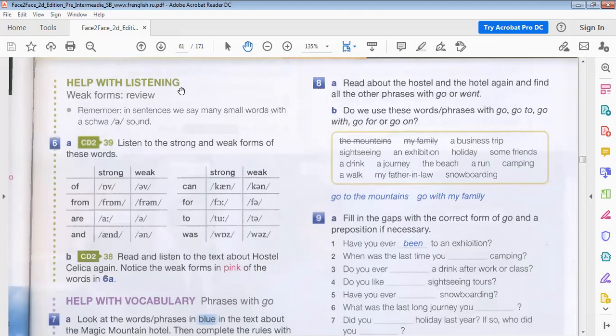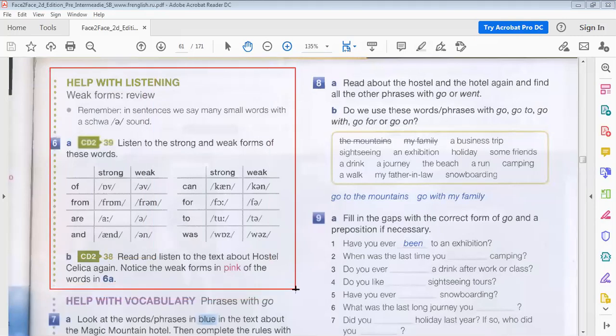Anyways, let's move on. Now, here in this listening exercise, we want to talk a little bit about the weak forms. Let me remind you what the weak forms are. Remember when we discussed sentence stress, we mentioned that some words are usually in the weak form. This means you will hear the schwa sound. Many words like of, from, are, and, can, for, to, was are usually unstressed, and when they are unstressed, you will hear the weak form. It's called the weak form.